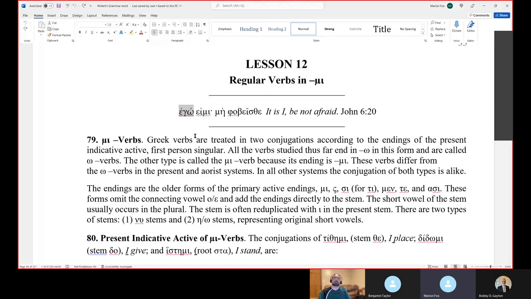Greek mi verbs are the second conjugation, and they differ from the omega verbs in the present and aorist systems. In all other systems, that would be the future tense and so forth, they would be conjugated just like one of the omega verbs, so we wouldn't have to add any new information there. The endings of mi verbs are the old primary active endings.